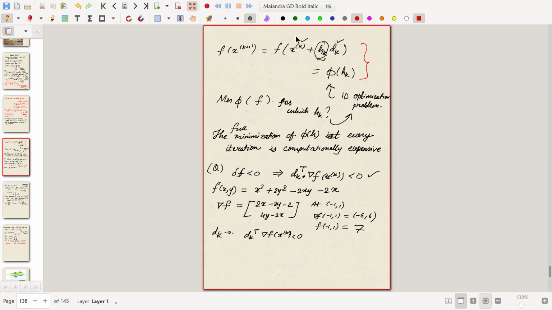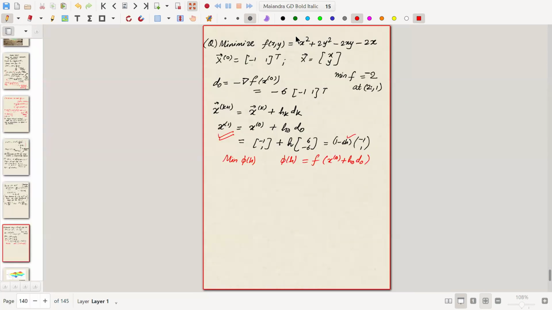Yes, you got it right. So now I ask you to find this phi of h. Then you can find the extremum, isn't it? Because it's a one-dimensional problem. Set the derivative to be 0. You will get an h value that we will take for iteration. Can you put this value and tell me what you get?